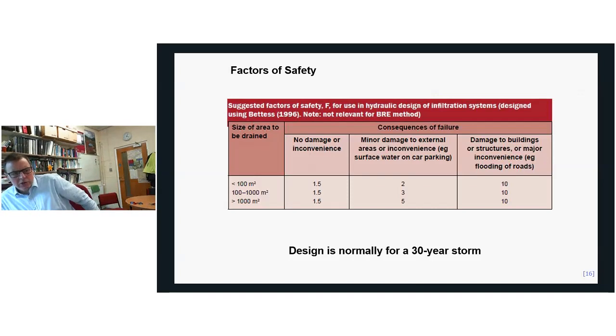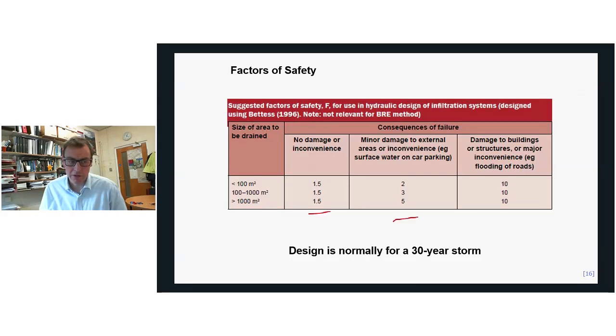So the first step is to apply a factor of safety to the work. This is based on the damage which would result from a failure. Failure is like it fills up and overflows. So no damage or inconvenience, factor of safety 1.5. More limited minor damage to external areas or inconvenience, factor of safety between 2 and 5. Where you expect there to be damage to buildings or major inconvenience, you've got a factor of safety of 10.